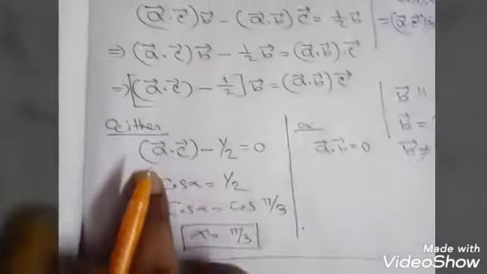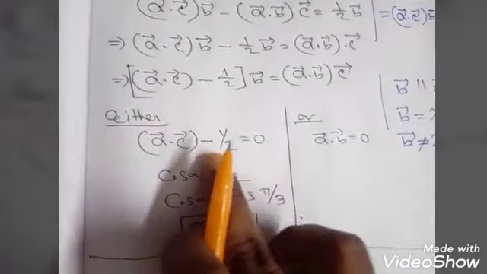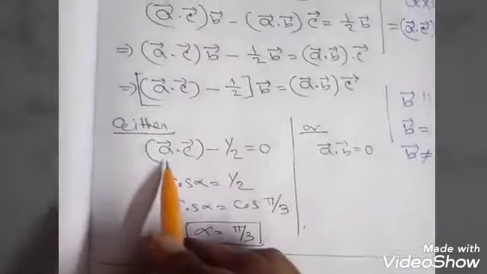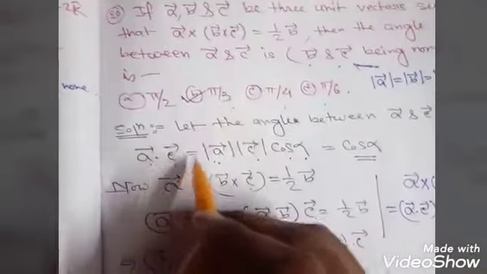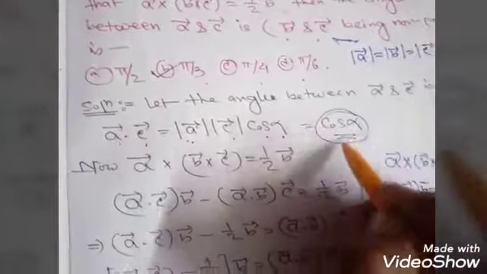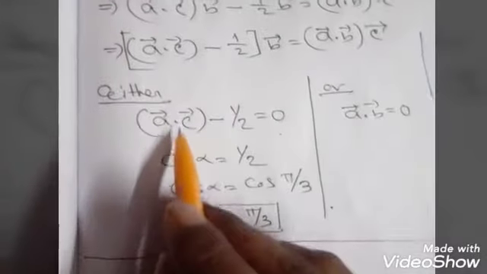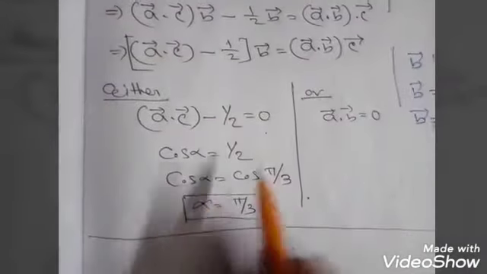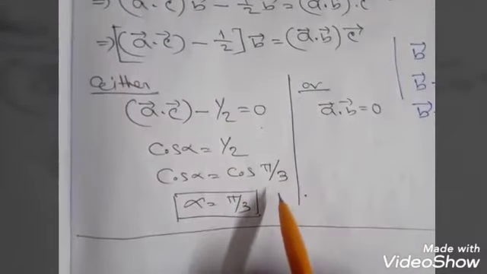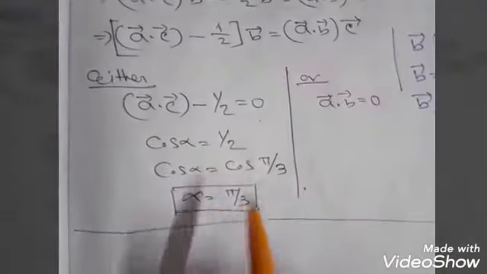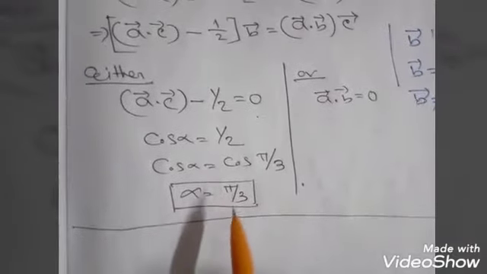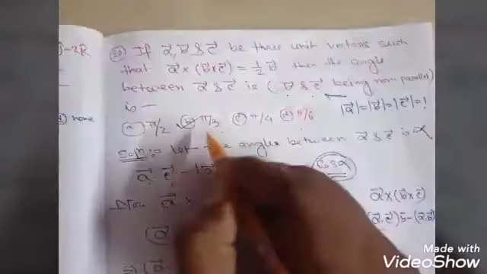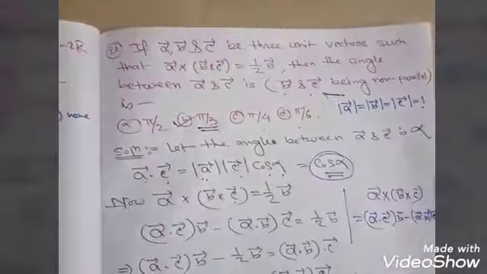Either this equal to 0, say a dot c within bracket minus half equal to 0. So a dot c, we have already got it, a dot c equal to cos alpha. So if we apply it in place of a dot c, cos alpha equal to half, cos alpha half, cos pi by 3. We know cos 60 degree is half, so alpha equal to pi by 3. It is option number B.